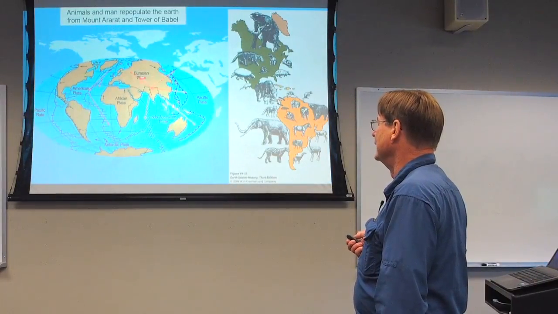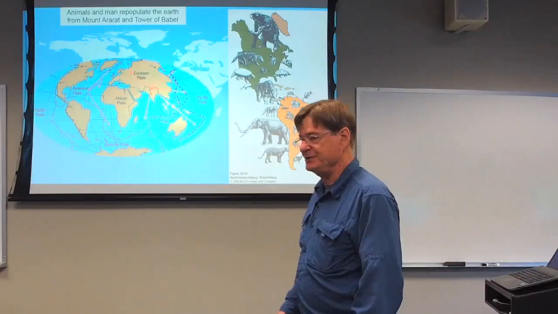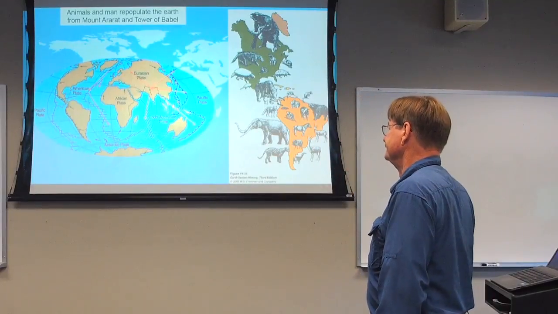Okay, and then animal and plant distribution after the flood. You might think about this. Today we have a mammal-dominated assemblage, different than the pre-flood. So what happened? It radiated from over here, not over there. So anyway, that's animals and man repopulating the earth from Mount Ararat and the Tower of Babel. And so we want to think about the post-flood distribution of animals.